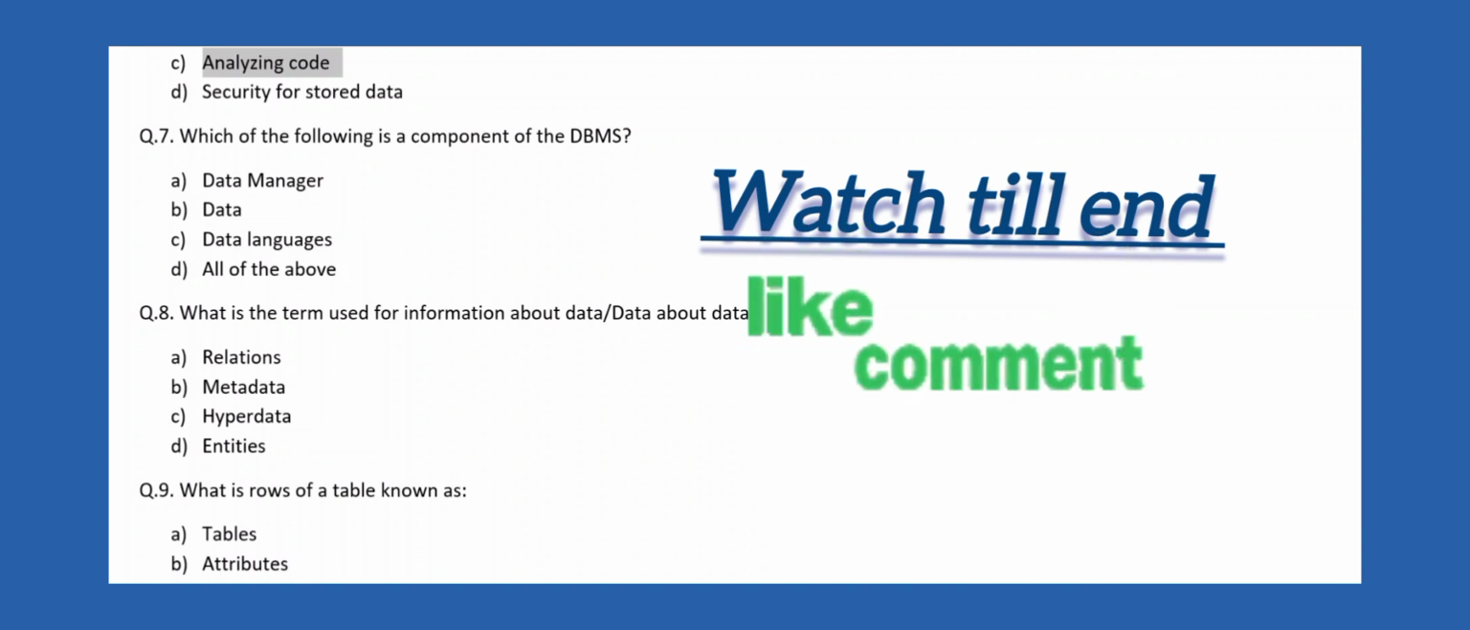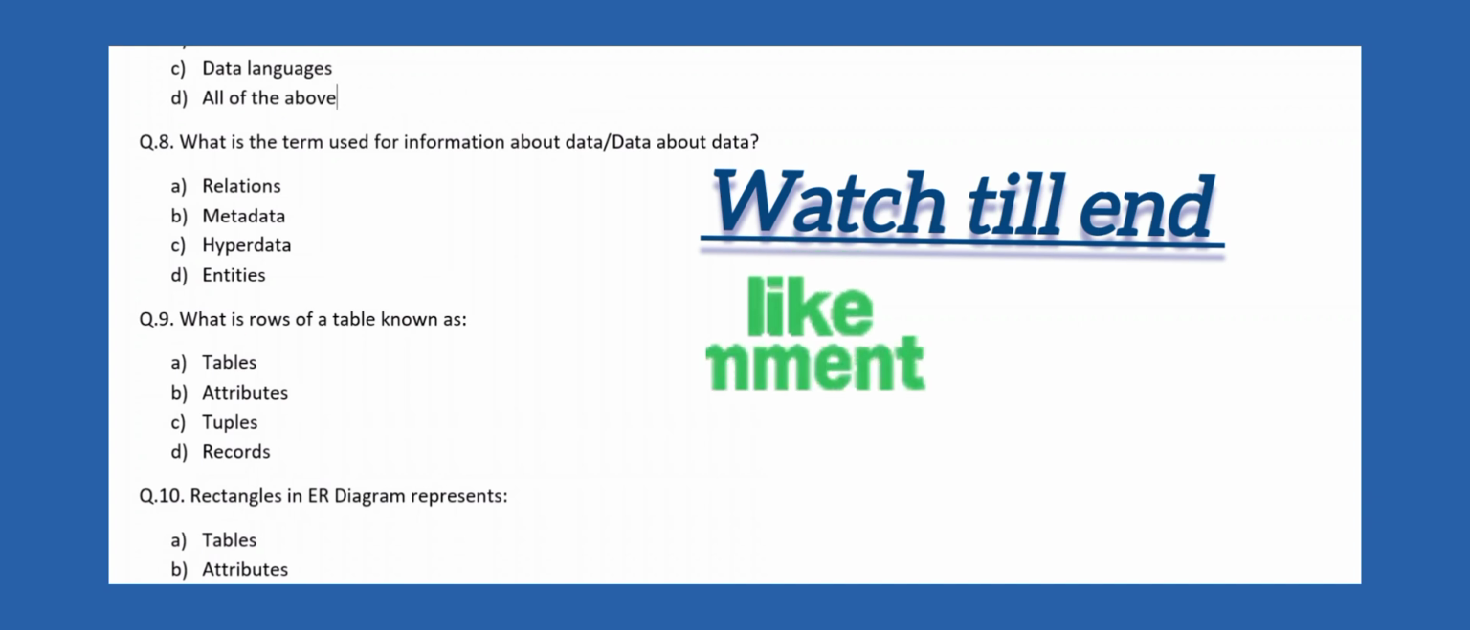So we can conclude it as this one, the last option, that is all of the above, is the correct option for this question. That is, data manager, data, and data languages all are the components of the DBMS. So last option is the correct answer. Come to question number 8. That is, what is the term used for information about data or data about data? Options are relations, metadata, hyperdata, and entities.